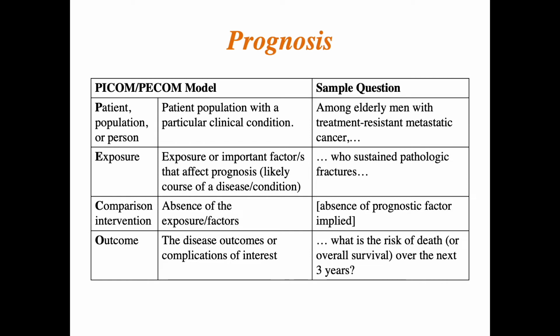So in this case, for this particular group of patients, i.e., elderly men with treatment-resistant metastatic cancer, we want to assess having sustained pathologic fractures as a risk factor for the risk of death. And we have the absence of pathologic fractures as a comparator.